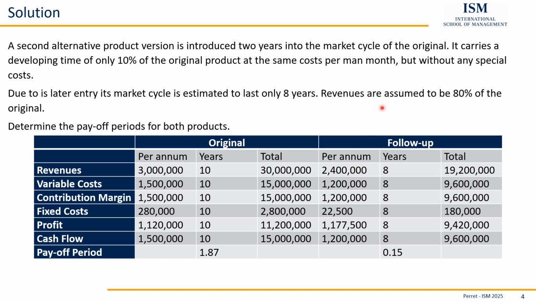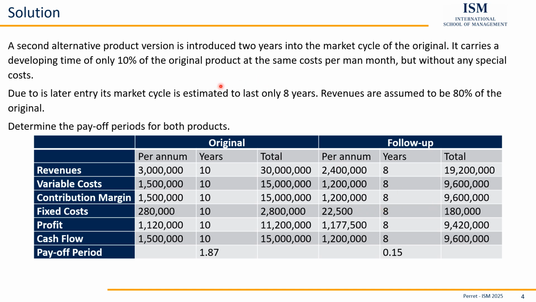And there's no additional information on variable costs, so I can assume that variable costs are still 50% of the revenues. So here 50% of the revenues, 1.2 million. If I subtract this from the revenues, I get the contribution margin, which is also 1.2. Again, I can multiply these per annum values with the estimated market cycle, giving me the total. Well, so much for the first part. Now back to the fixed cost. They are based on development.